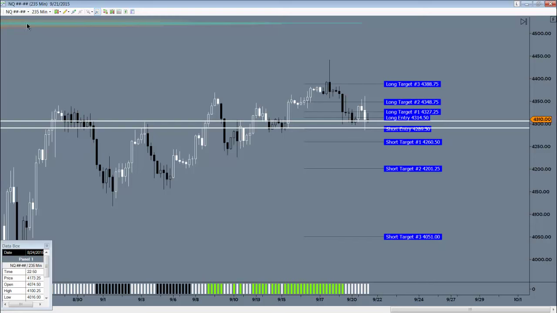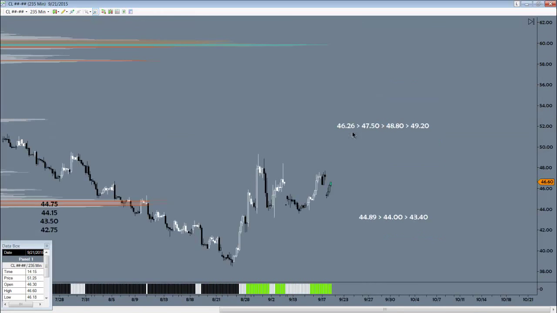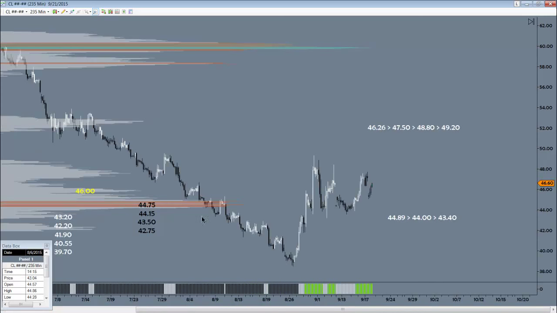And then let's check out oil. Oil's already triggered this long here at 46.26s. It's already up to 46.59, so that's starting to move out pretty well. 47.50s, 48.80s, and 49.20s. Basically, we're starting to bounce off of this balance beam here and go into this level here. That's the goal of this trade right now.